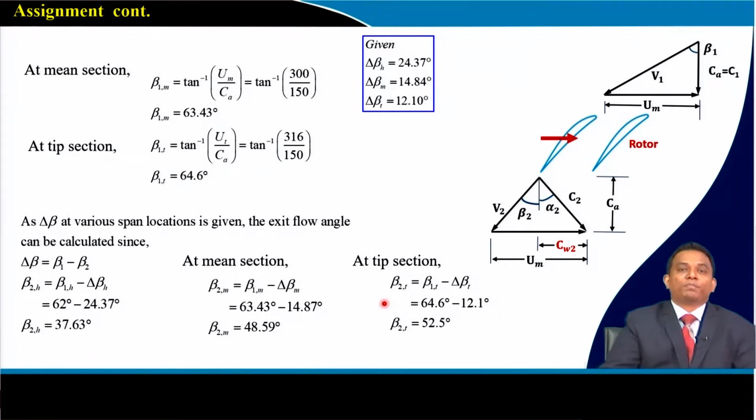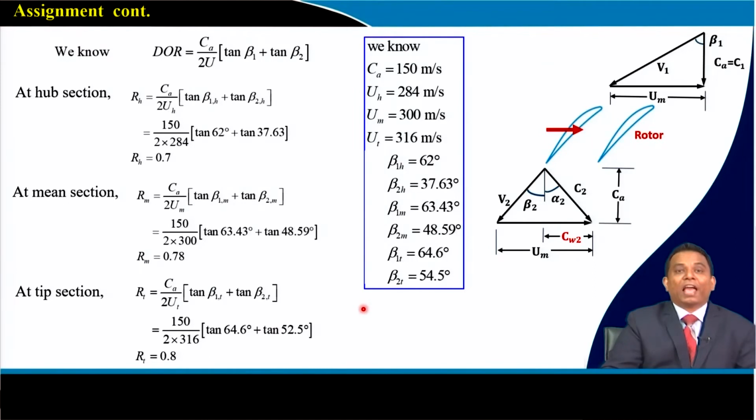Now the angles beta 1 and beta 2 are known to us. We already know our peripheral speed at different stations. Our axial velocity we are assuming to be constant. So based on that we can calculate our degree of reaction, that is C_A by 2U times (tan beta 1 plus tan beta 2). For all the stations we have calculated our beta 1 and beta 2, so based on that you can calculate your degree of reaction.